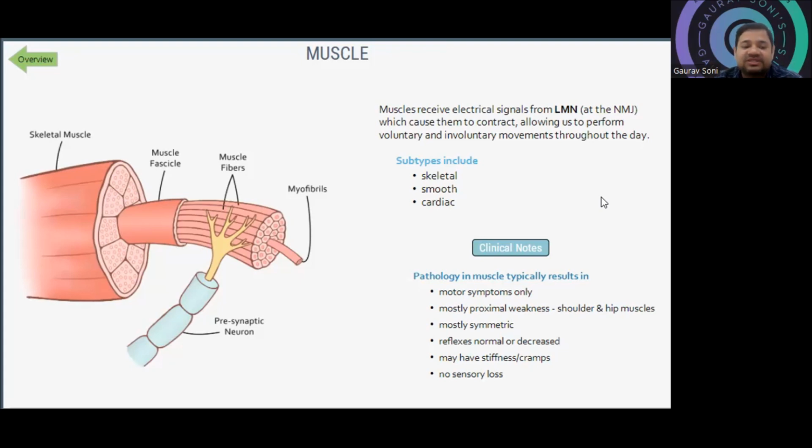Next lecture, I will present you a case and how to make the diagnosis on the basis of that case.